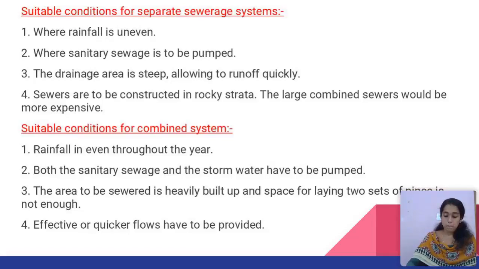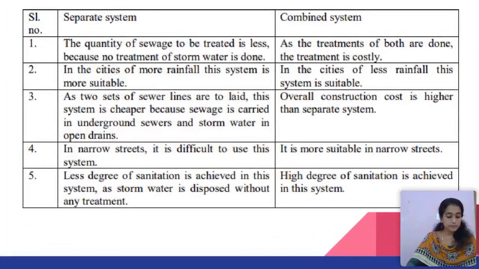Then these are the comparison of separate system and a combined system. The quantity of sewage to be treated is less because treatment of stormwater is not done in a separate system. And as the treatment of both are done, the treatment is costly. Then in cities of more rainfall, this system is more suitable. In cities of less rainfall, this system is suitable.